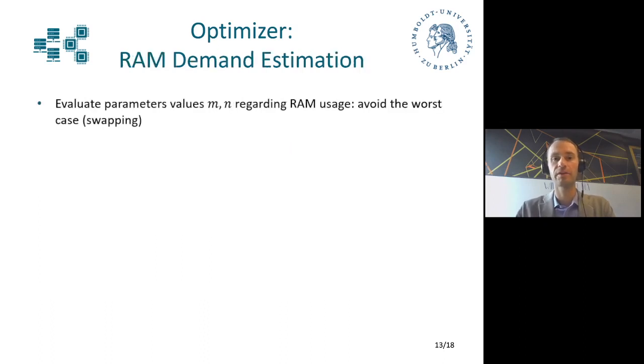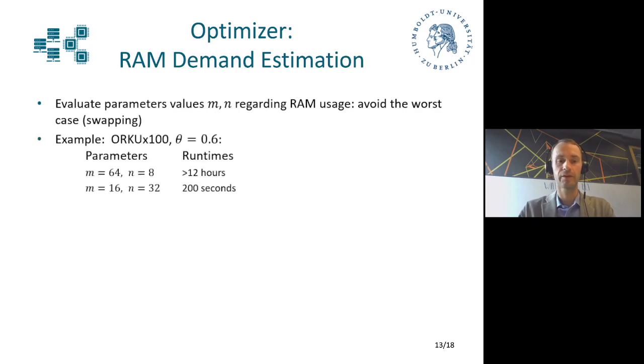Another important part of the optimizer is the RAM demand estimation. The RAM demand estimation needs already existing parameter values for m and n, and its aim is to avoid the worst case, which is swapping. This example motivates why this is so important.